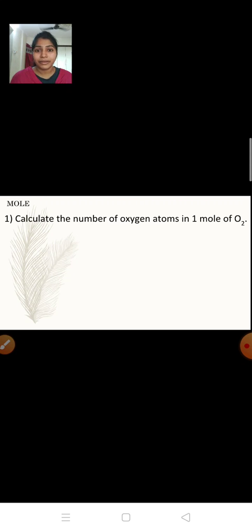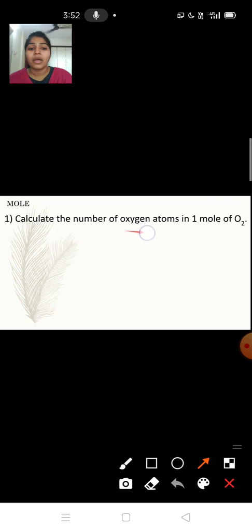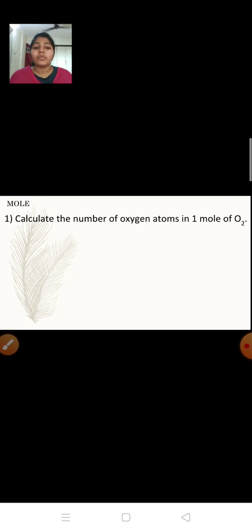Now the first one, read carefully. Calculate the number of oxygen atoms in 1 mole of O2, that is oxygen molecule. So what we have to do? We have to calculate the oxygen atoms in 1 mole of O2. Molecule is given, from that you have to calculate the number of oxygen atoms. Fine. Now can you tell me what is given? Definitely 1 mole of O2.